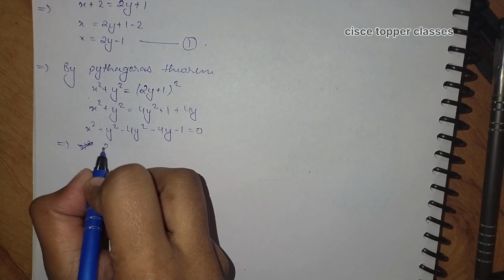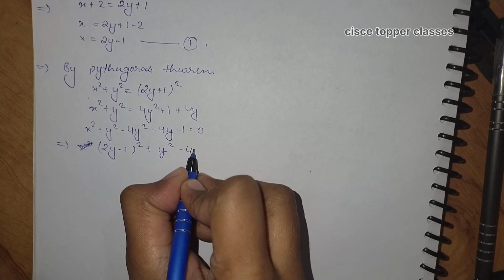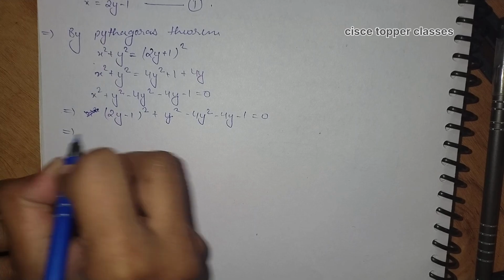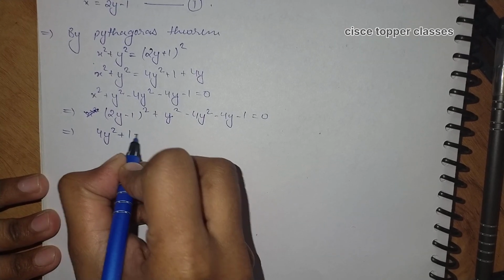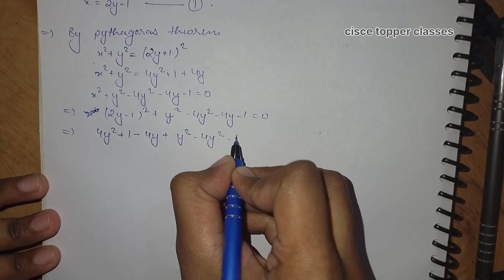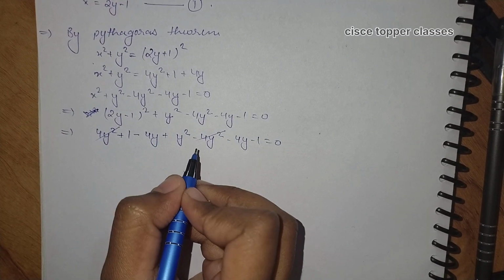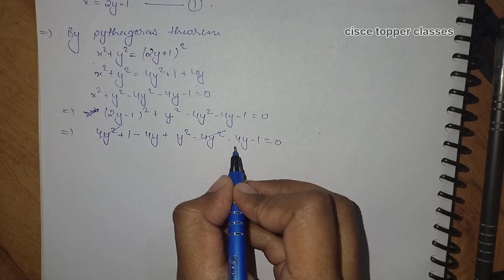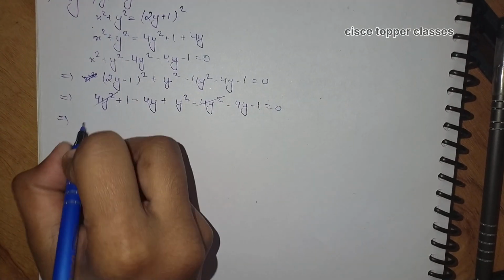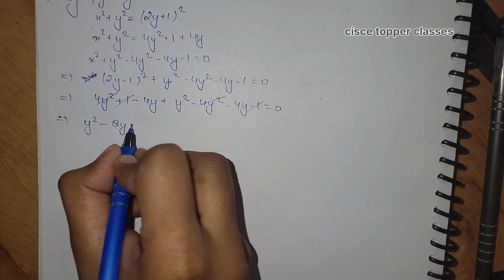That way we'll put certain values: putting (2y minus 1) whole square plus y square minus 4y square minus 4y minus 1 equal to 0. So that will become 4y square plus 1 minus 4y plus y square minus 4y square minus 4y minus 1 equal to 0. This will cancel out, 4y square and 4y square, minus 4y and minus 4y, hence we can write it as y square minus 8y, and the constants will also cancel out.